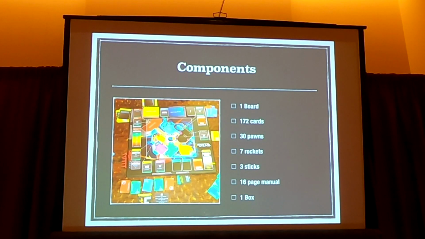So here are the components that you would find in that particular game. There's a board, 172 cards, 30 pawns, 7 rockets, 3 sticks, little wooden Catan road type things, a 16-page manual, and a box. This amount of components allowed me to play a 7-player game. 7 players is not your average size for a game, right?